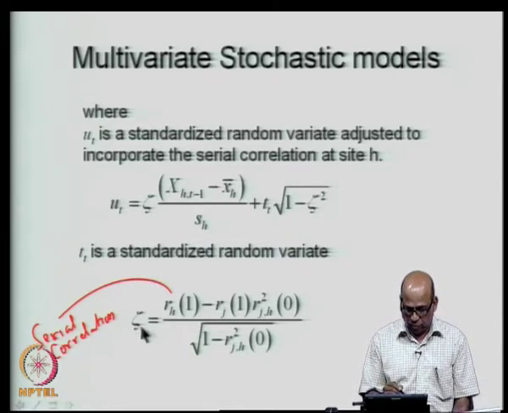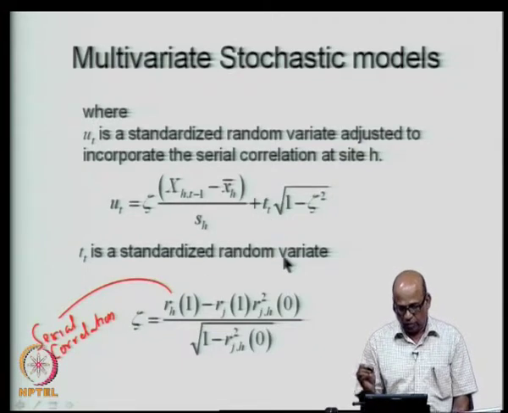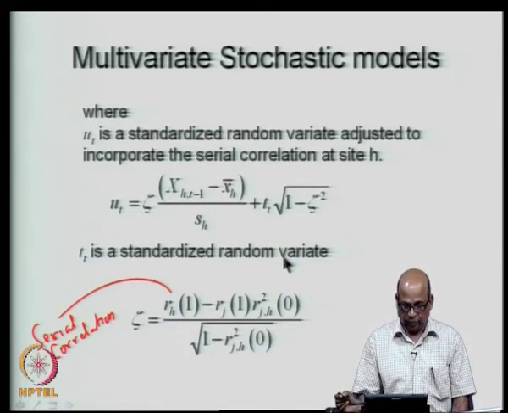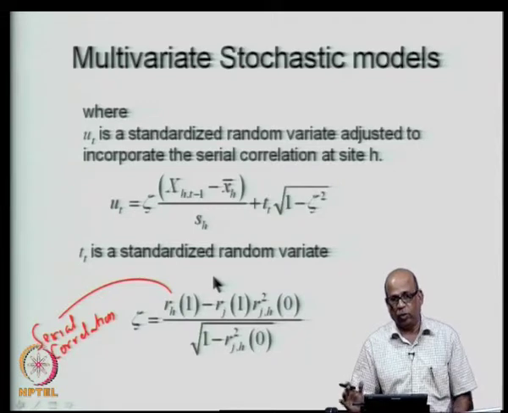So, this is how you compute zeta. This is known, you can compute these and therefore, you compute zeta. Once you get zeta, you compute ut, where you will use T t as a standardized random variate, I am sorry, not normal.